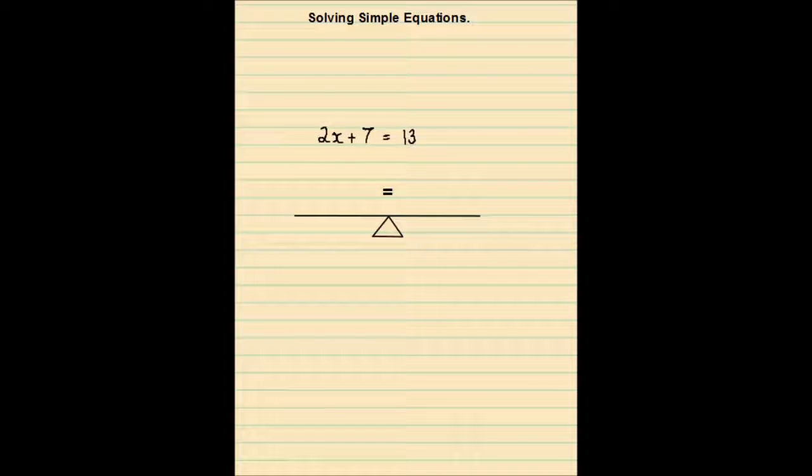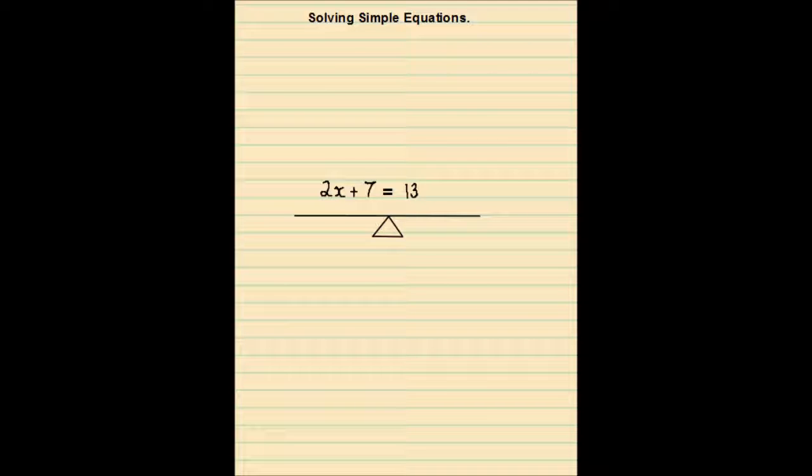The word equation is related to the word equal, and the whole point of an equation is that the left-hand side is equal to the right-hand side. You may have met the idea of a balanced set of scales. It's an equation, so the left and the right are perfectly balanced.